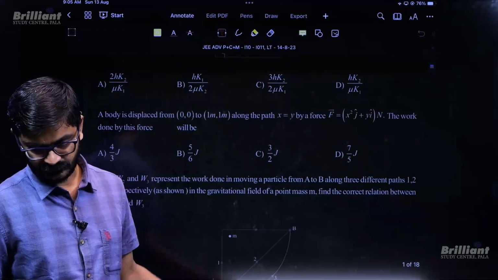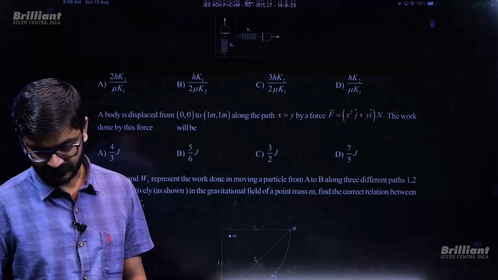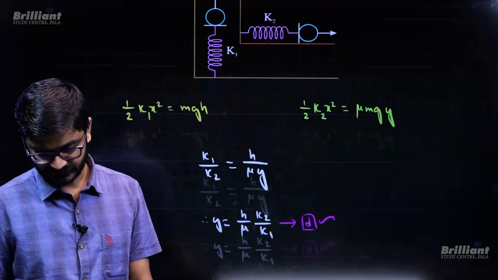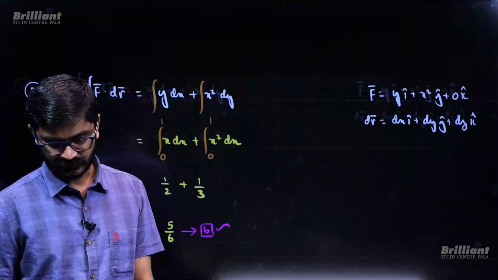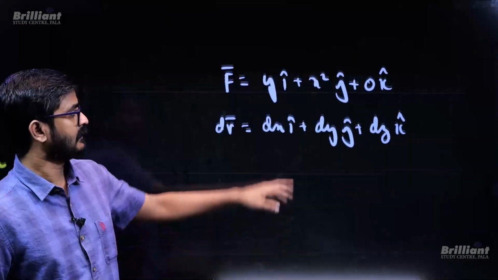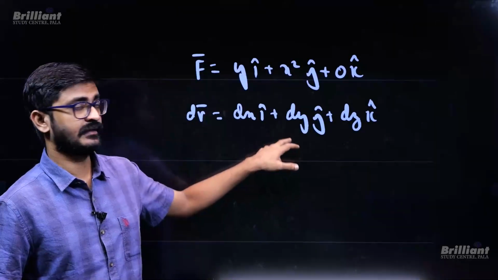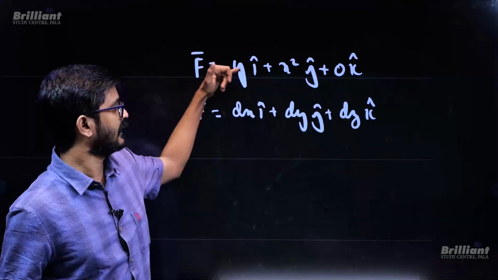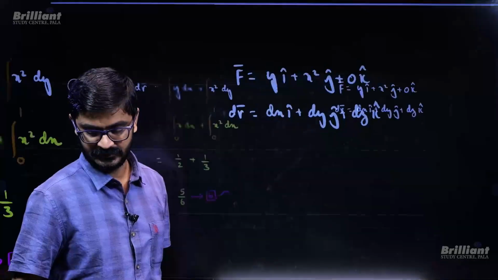In the next question, force is given, and you need to calculate the work done by this force along y equals x. So force is given, small displacement will be given by this one, and small work done will be the dot product of these two, so you will be getting y dx plus x square dy.